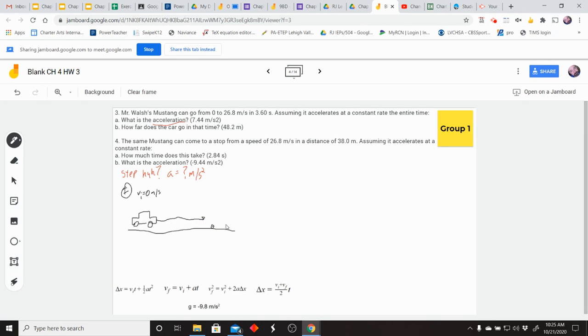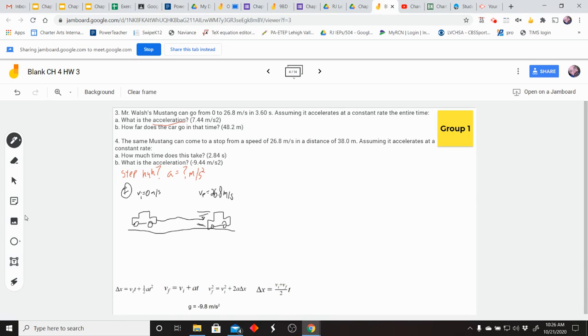At the end of the problem, the car will be over here. It's definitely moving at the end, so there are speed lines. And we have V final equals 26.8 meters per second. So why in the world did I pick that number? 26.8 meters per second is 60 miles an hour. So that's why I picked that number.